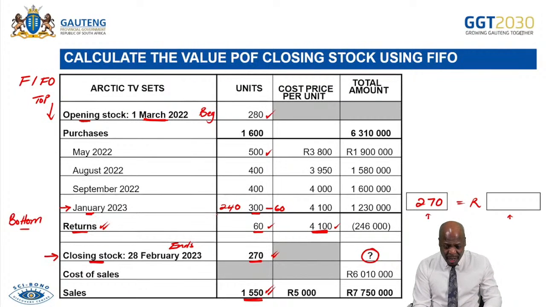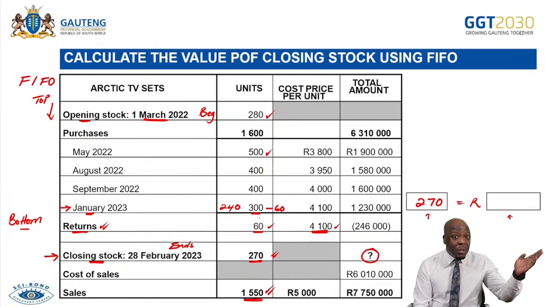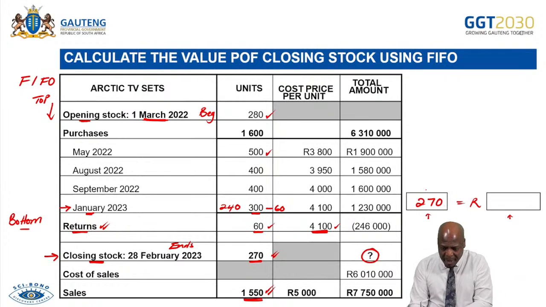In January, do I have 300? No. How many do I have now? 240. Because the 60 were returned back to the supplier. So I'll come here and say, I need 270 units. But from January, I only have how many? 240. So I'll have my 240 here. You following me? Yes.